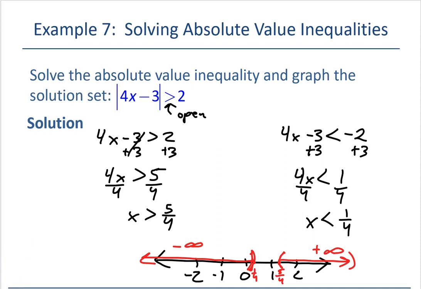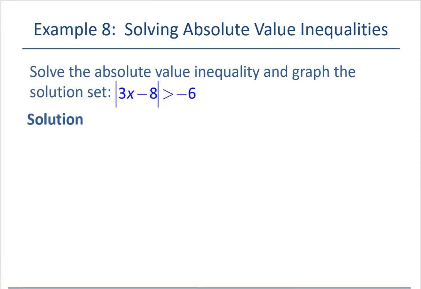All right, let's do one last one. Very simple one. I don't want you to think it's going to be hard to remember this one, but don't get this confused with the equal sign. Notice I've got the absolute value of 3x minus 8 is greater than negative 6. Well, first off, this is not a no solution, because let's just think about what this is saying.